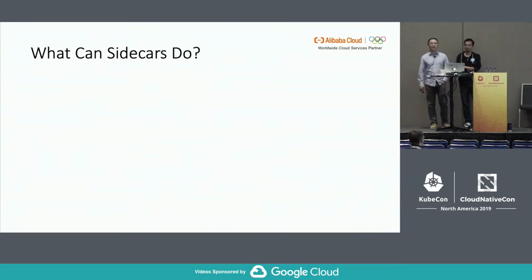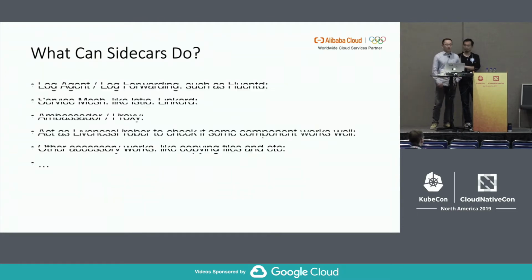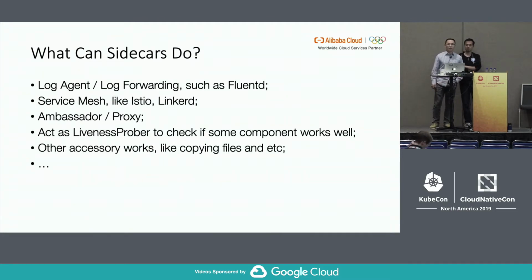So actually, Sidecars can do a lot of things, not only serving as an ambassador or proxy server. You can use Sidecars to forward your logs to another host. This is exactly what Fluentd is doing right now. Also, Istio and Linkerd use Sidecars to help simplify the traffic management and service security and monitoring, etc. Also, you can use Sidecars to do some other accessory things like copying files, downloading files from the internet, or other stuff.